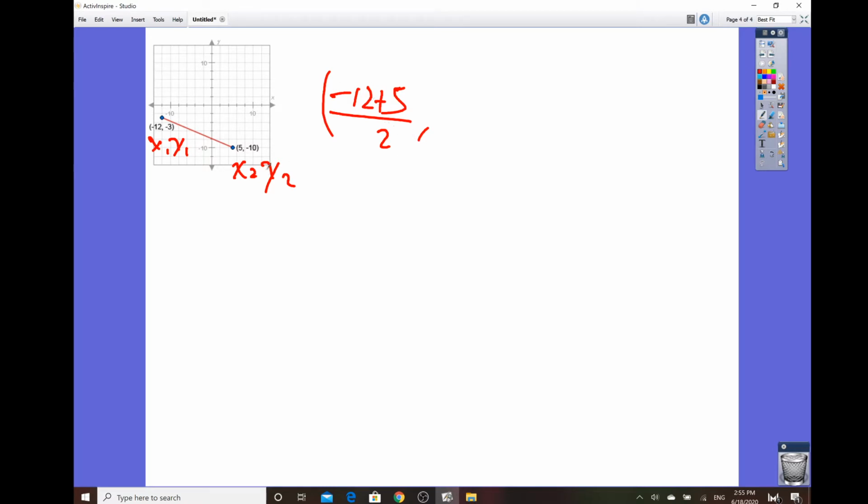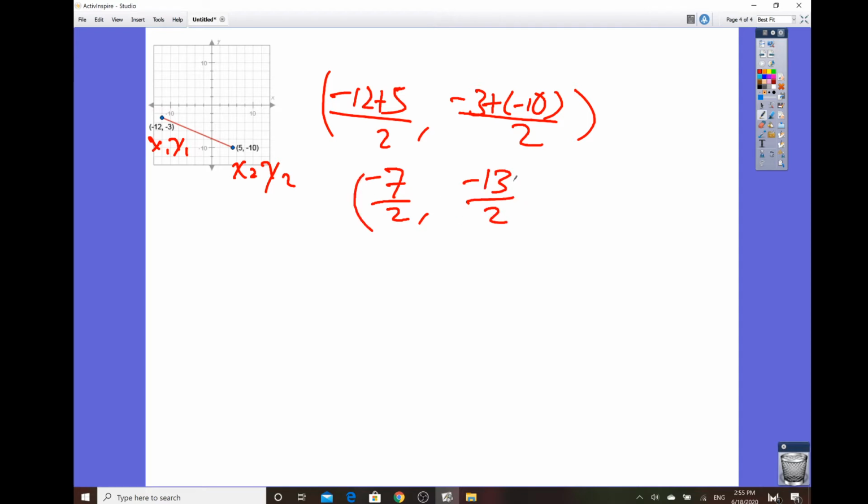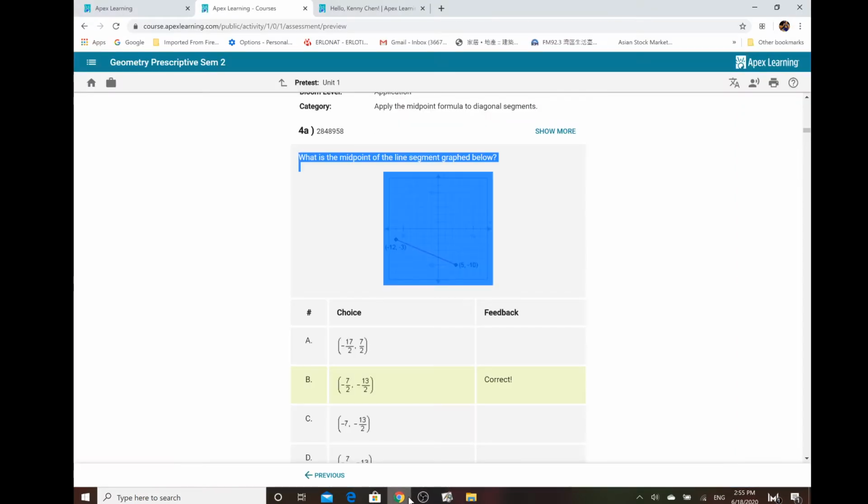For the y coordinates, we do have negative 3 and negative 10. Once again, combine them together, divided by 2. So negative 12 plus 5, we do have negative 7 over 2. Negative 3 plus negative 10, that'll be negative 13 over 2. Let's go back to the solution. That's right, negative 7/2, comma, negative 13 over 2.